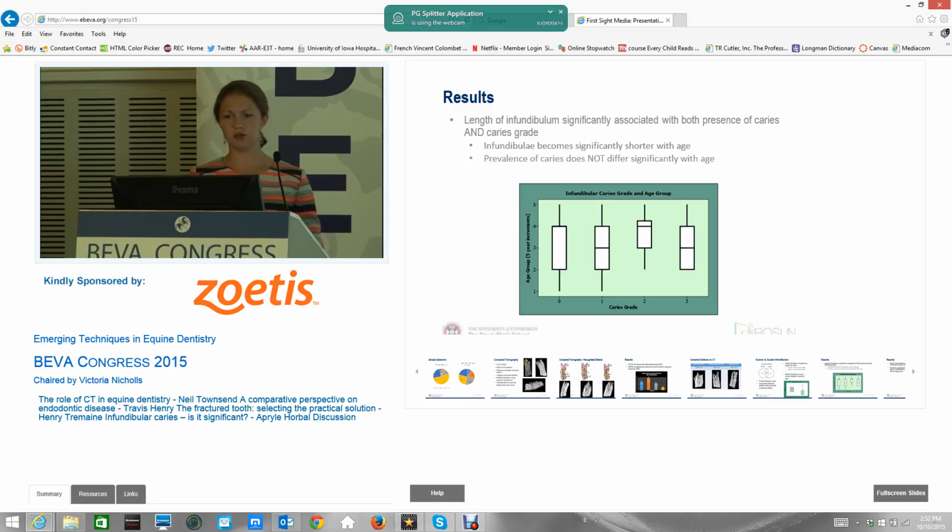Central linear defects are most common in the teeth of young horses when you're talking about what kind of defect is present. And cemental hypoplasia at the infundibular apex, however, wasn't any different between age groups.